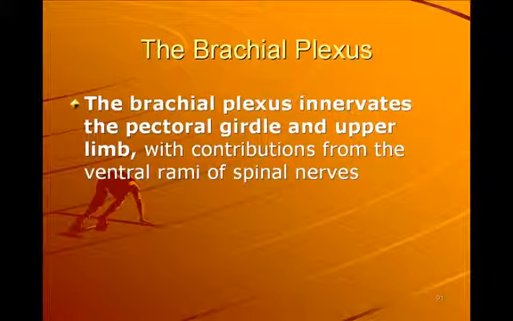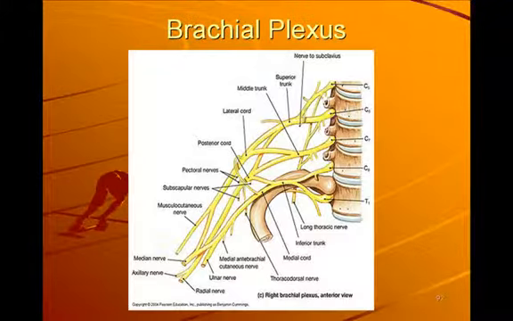The brachial plexus innervates the pectoral girdle and the upper limb with contributions from the ventral rami of the spinal nerves. Here's an up-close view of the brachial plexus. Again, as you can see, beginning at C5 and extending to T1, you'll see that these spinal nerves join together to make a plexus. There are trunks. These trunks are the union of specific nerves. These trunks will later redistribute nerves that have components from each of these spinal nerves into various nerves.